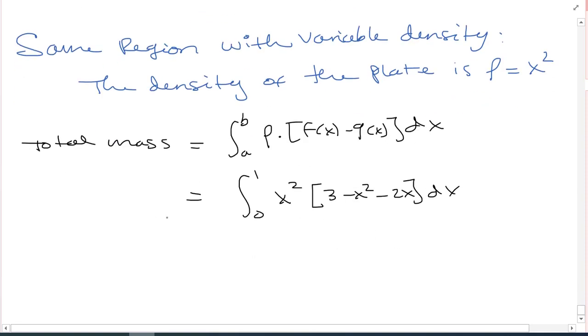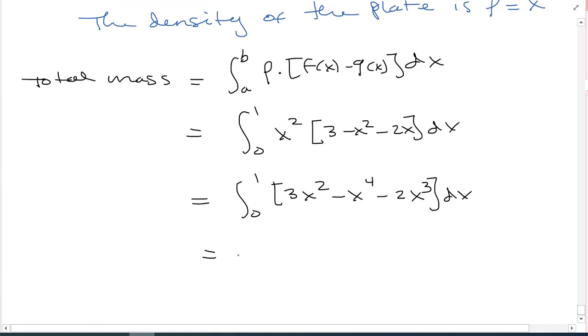When you expand this, we get the integral from 0 to 1 of 3x squared minus x to the 4th minus 2x cubed. Sorry, things are not in decreasing order of degree. As you integrate this, what you should get is 3/10 for the total mass. Compare that to what we got before: 5/3 for the total mass. Now the total mass is 3/10. That is changing because of our density. The density changed, so the mass changes as you move along the interval from 0 to 1.